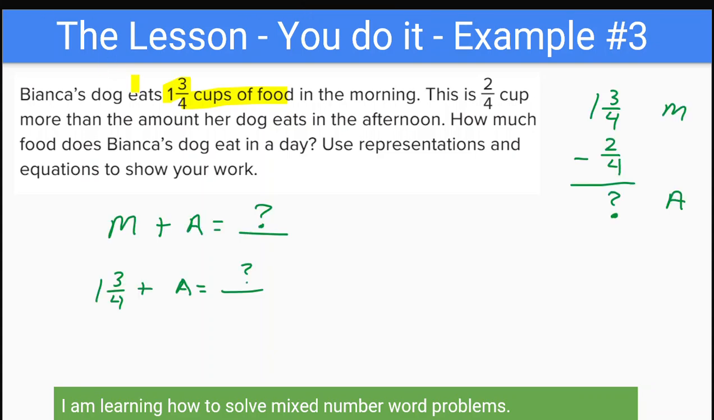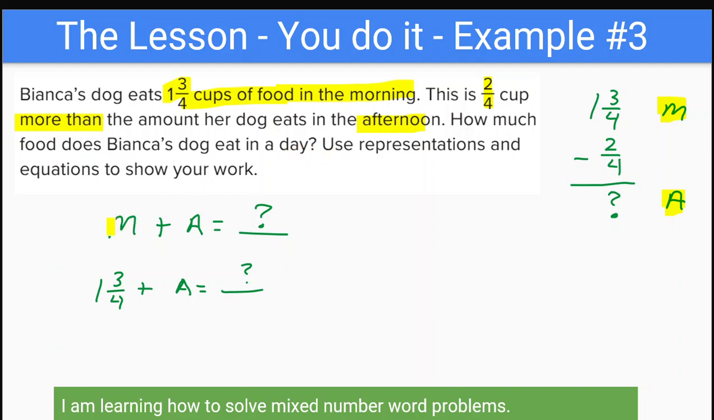Okay, so she's got 1 3/4 cups of food in the morning, and this is 2/4 of a cup more than the dog eats in the afternoon. All right, well, this is morning right here. I'm going to highlight that, okay? And "more than," that's important also. So we start off with 1 3/4. That's the amount the dog eats in the morning, right? But in the afternoon, the dog eats 2/4 less than that. So if we subtract 2/4 from 1 3/4, we find out what's in the afternoon, and they don't tell us what that is. We have to figure that out. Now we know that they're asking, how much does the dog eat in a day?